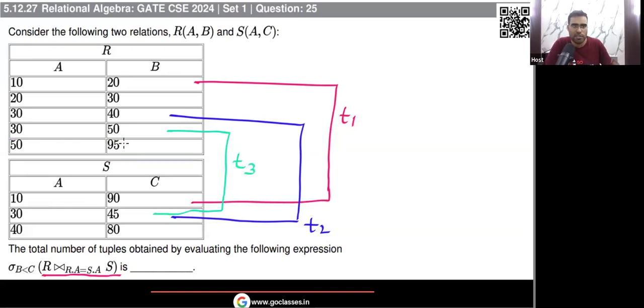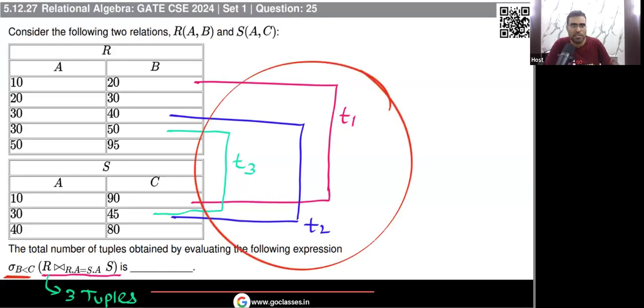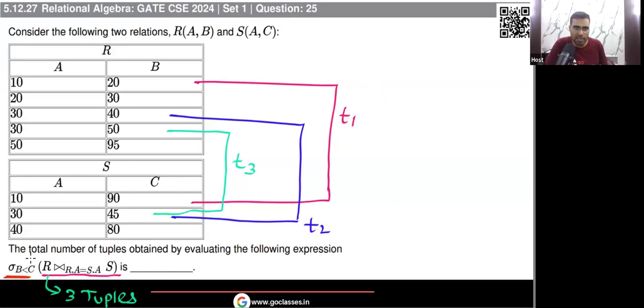This tuple will not match with anyone, because here the a value is 50 and there is no a value 50. Similarly, this tuple will not match with anyone. So finally, when you execute this inner query, you are going to get three tuples: t1, t2, t3. You can easily see that you can solve this question without taking copy and pen. Then from these three tuples, remember, we want to select those tuples where the b value is less than the c value.